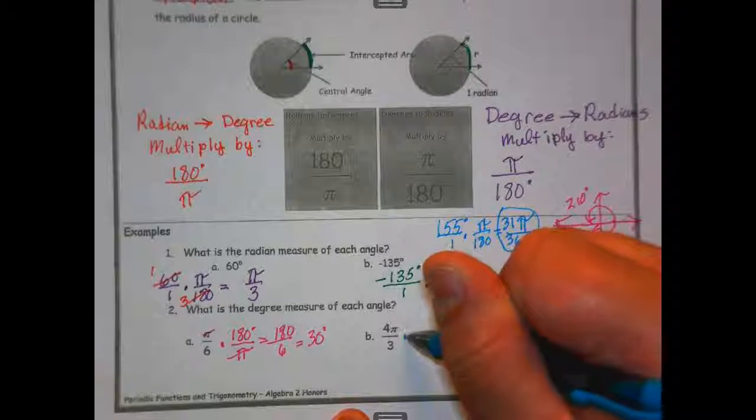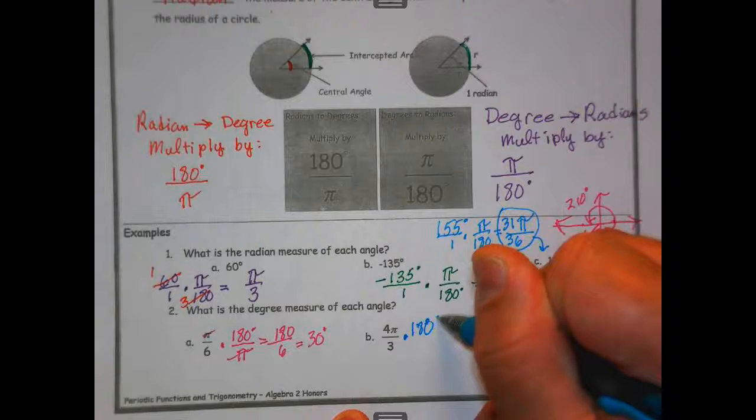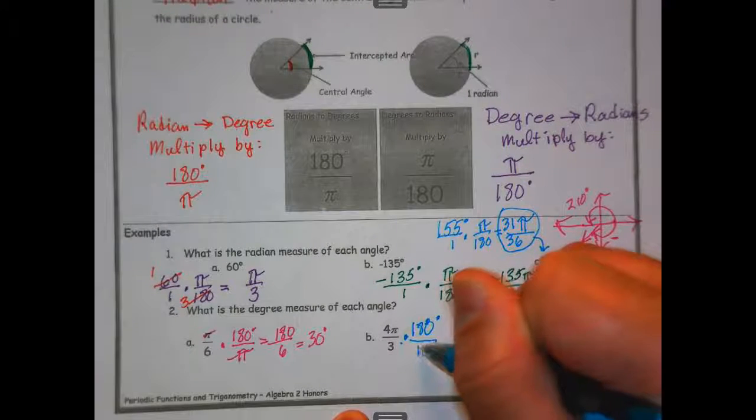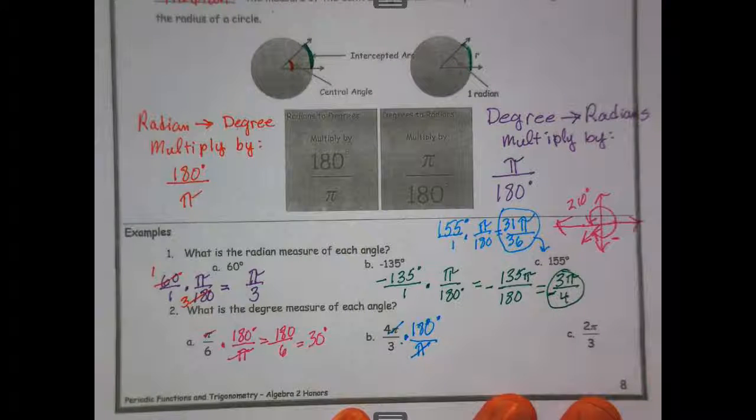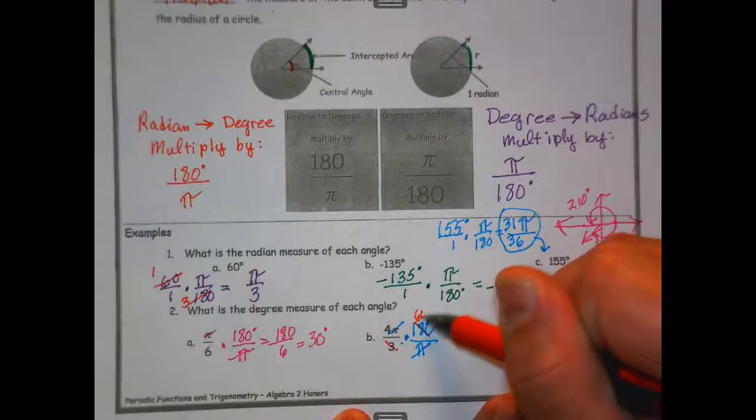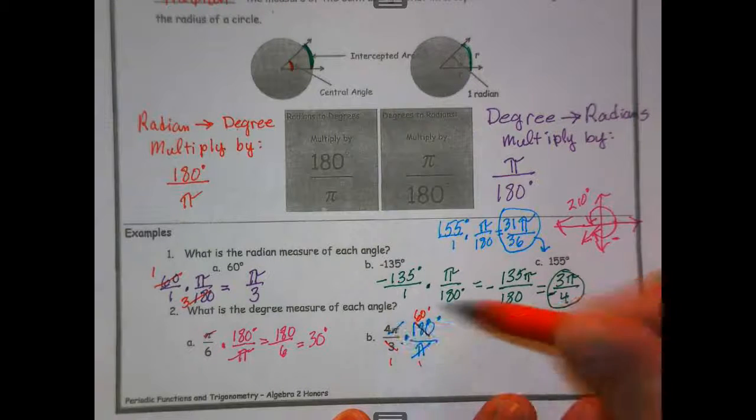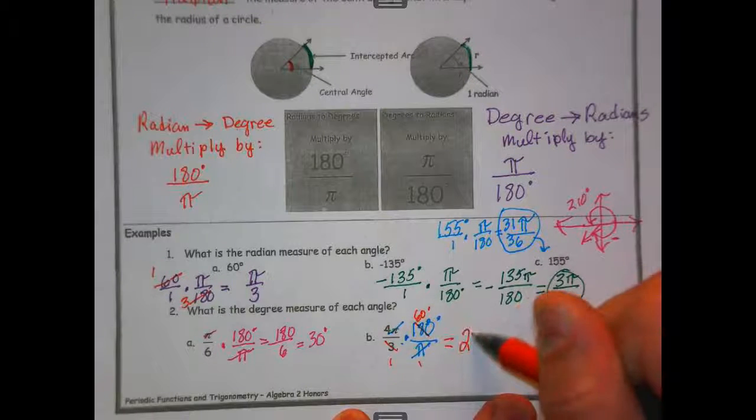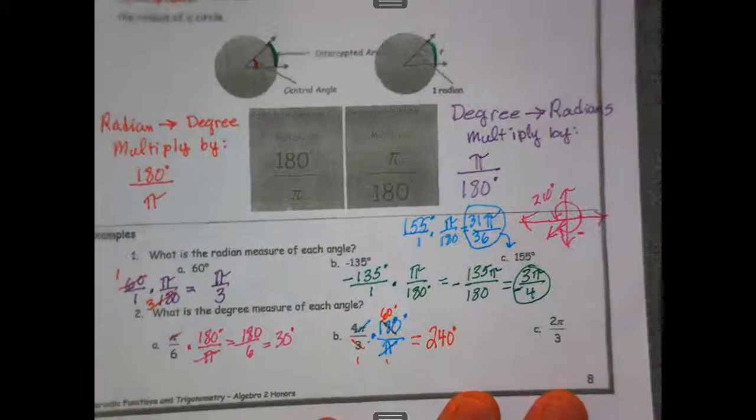Okay, going to multiply by 180 degrees over pi. Pi's cancel here. 3 goes into 180 how many times? 60. So I have all ones in the denominator. 4 times 60 degrees? 240.